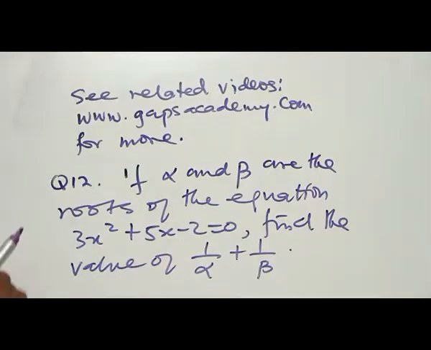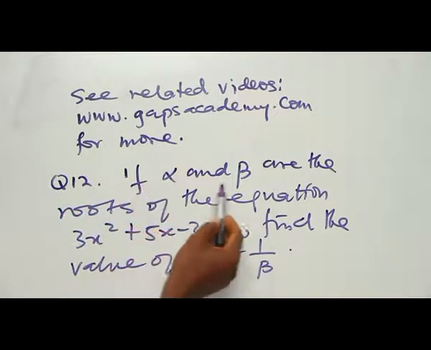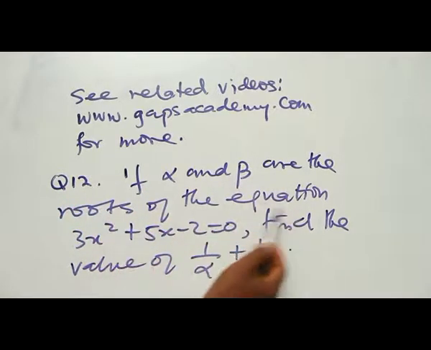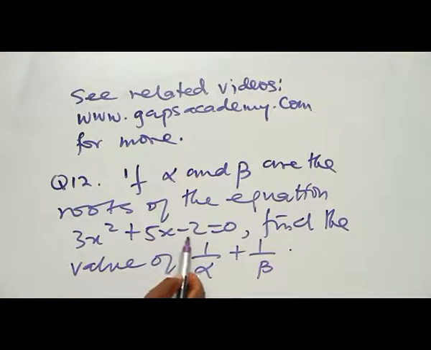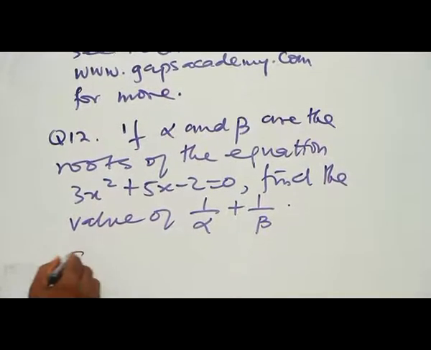We shall now quickly take a look at example number 12. That's question 12 in the series of examples on this topic. If alpha and beta are the roots of the equation 3s squared plus 5s minus 2 equal to 0, find the value of 1 over alpha plus 1 over beta.